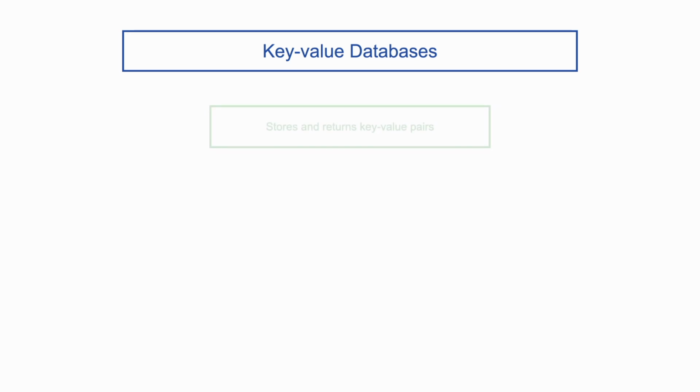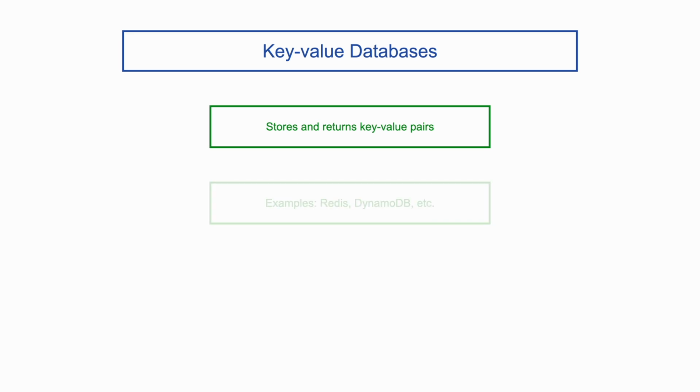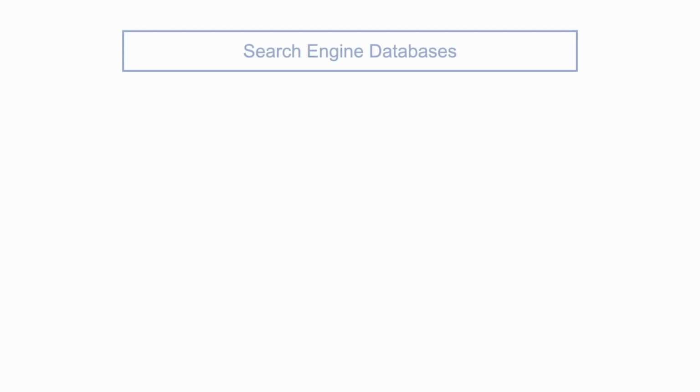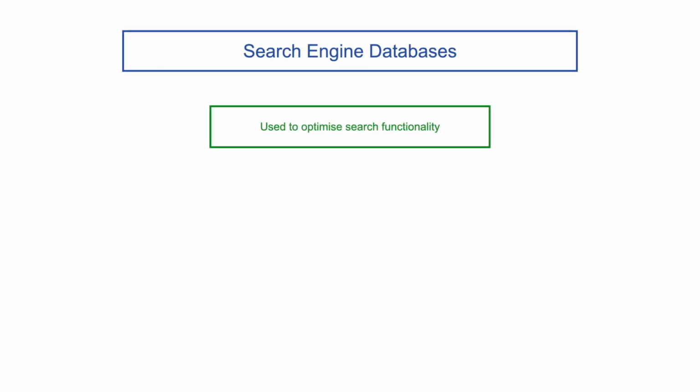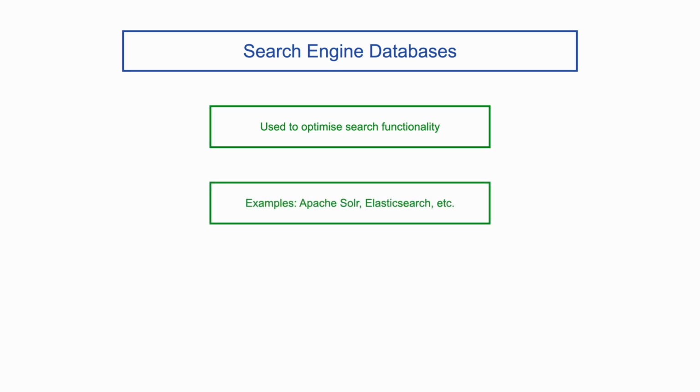Key-value databases. This type of database only stores and returns key-value pairs quickly and efficiently. Examples for this type of database are DynamoDB, Redis, etc. Search engine databases. This type of database is solely used to optimize the search functionality in a platform. Examples for this type of database are Elasticsearch, Apache Solr, etc.